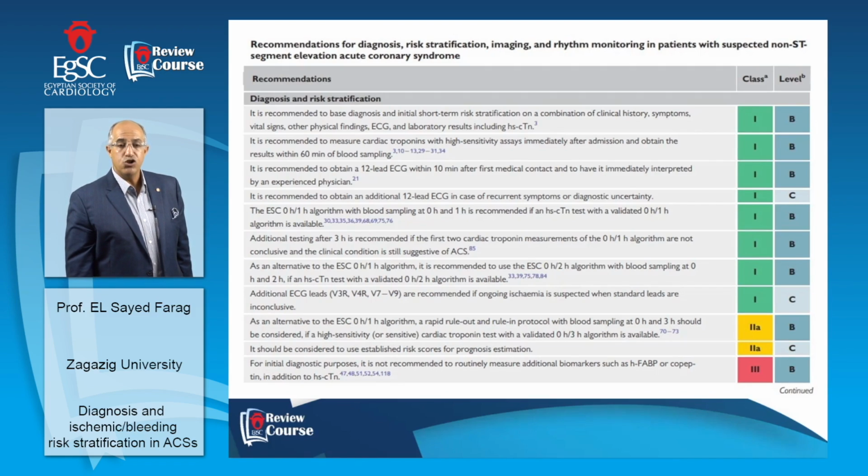We must not forget, as I mentioned before, the additional ECG leads, because sometimes we miss the diagnosis of ACS by not recording them. Leads V3R and V4R for right ventricular infarction, and V7 to V9 for posterior infarction, are recommended if ongoing ischemia is suspected when standard leads are inconclusive. As an alternative to the ESC 0/1-hour algorithm, a rapid rule-out and rule-in protocol with sampling at 0 and 3 hours can be used, with a class 2A recommendation, level of evidence B. And I'd like to confirm again that the routine use of additional biomarkers like copeptin gives us no benefit, and it takes a class 3, level of evidence B recommendation.